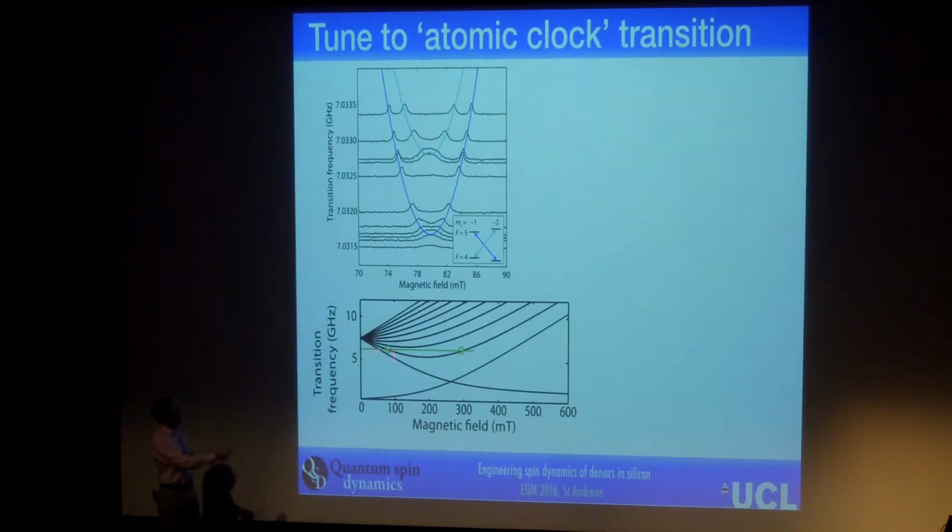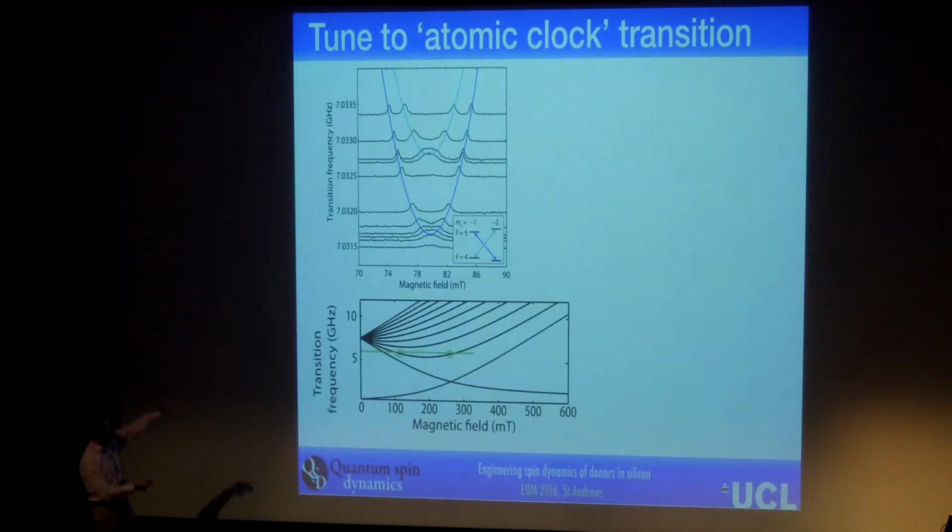So if you imagine doing a magnetic field sweep at a certain frequency, near but above this clock transition, you should see these two resonances. That's what you see up here. If you do this frequency sweep as a function of magnetic field, you see this. Let's focus on these two peaks shown in dark blue.